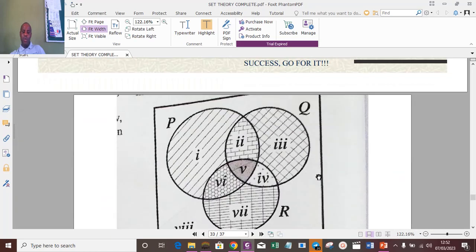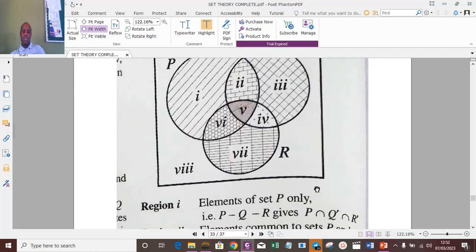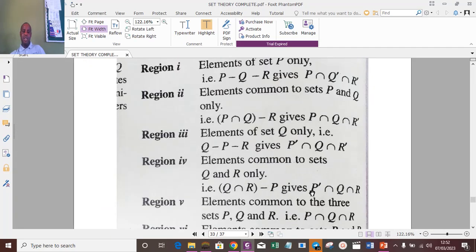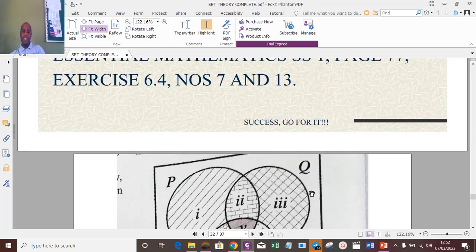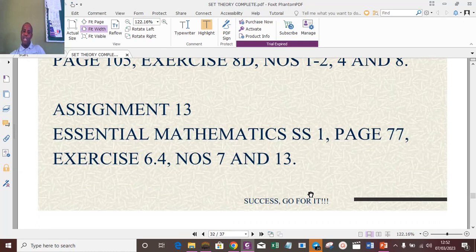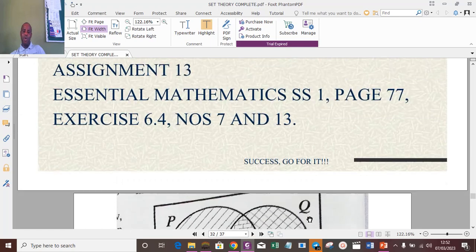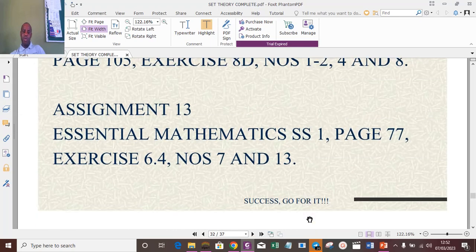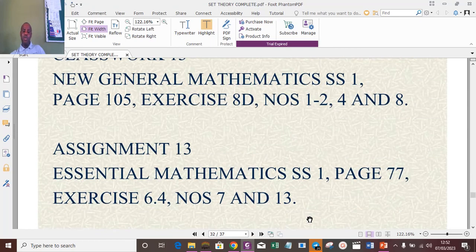Tomorrow, which is Thursday, we're going to start with 3 circles. Is that okay? This is the 3 circle Venn diagram. I will explain it to you, but you can go to your textbook to see the explanation before we explain it tomorrow. Ensure you go through the video once again.